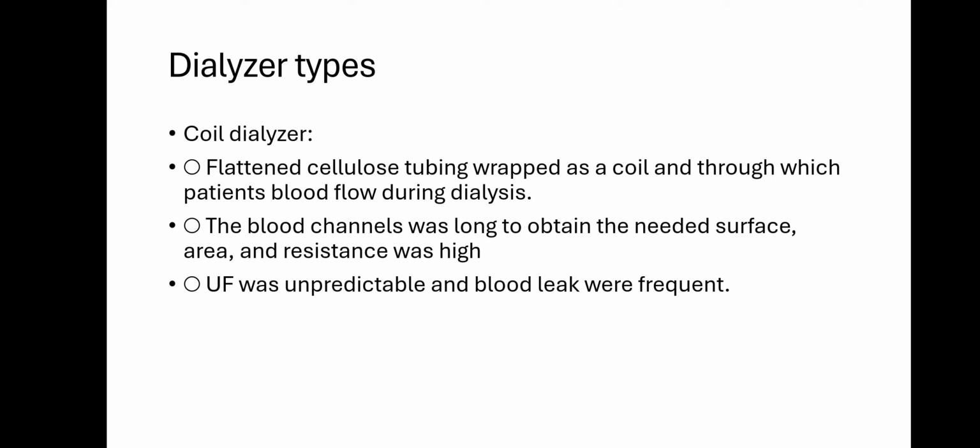A coil dialyzer is flattened cellulose tubing wrapped as a coil, through which the patient's blood flows during dialysis. In coil dialyzers, the blood channels were long to obtain the needed surface area, and the resistance was so high. The ultrafiltration of coil dialyzers was unpredictable, and blood leaks were frequent.